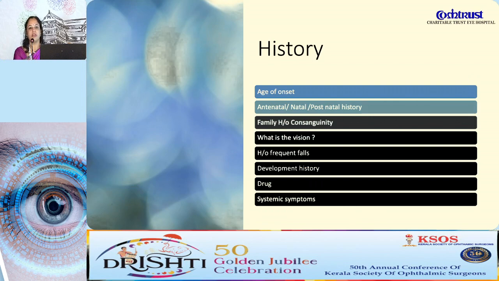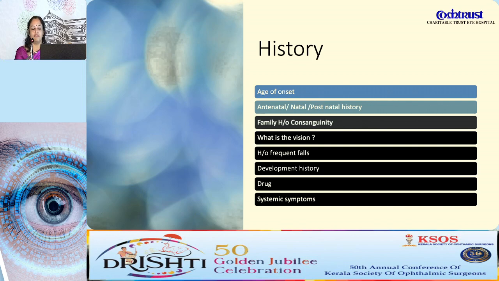First of all, in children, you're not going to get any kind of details from the child as such. So you need to have an elaborate history from the parents. You have to ask them what is the age of the onset, whether there has been an antenatal, natal, or postnatal history, like hypoxia or hypocalcemia at the time of birth, or any injury at the time of birth. All this has to be asked in detail. A family history of consanguinity is very important. As he has already told, autosomal dominant ones are more common. So you have to check the parents also when you are evaluating a child.